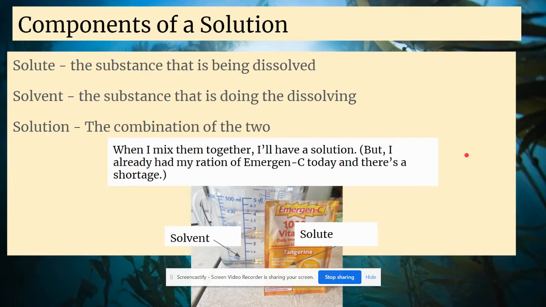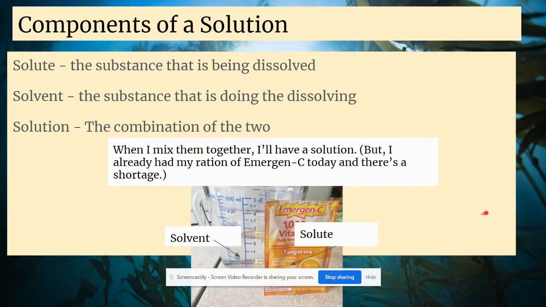So, components of a solution. The solute is the substance that's going to be dissolved into the solvent. The solvent is the substance that does the dissolving. In most cases in chemistry, that's going to be water. And the solution is the combination of the two.